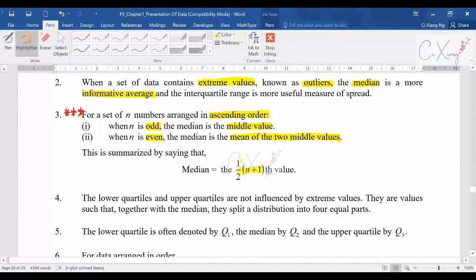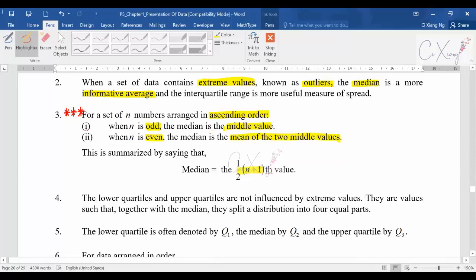Don't memorize the formula, because sometimes students ask me, teacher, why sometimes need n plus 1 and why sometimes no need for n plus 1 when you want to divide by 2? There's no correct or wrong answer. It purely depends on what kind of data you have and what kind of method the syllabus asks you to use, then you just use it. So in short, for the A-level method, you just look at the numbers that you have, whether it is odd or even, and you just use the middle value.